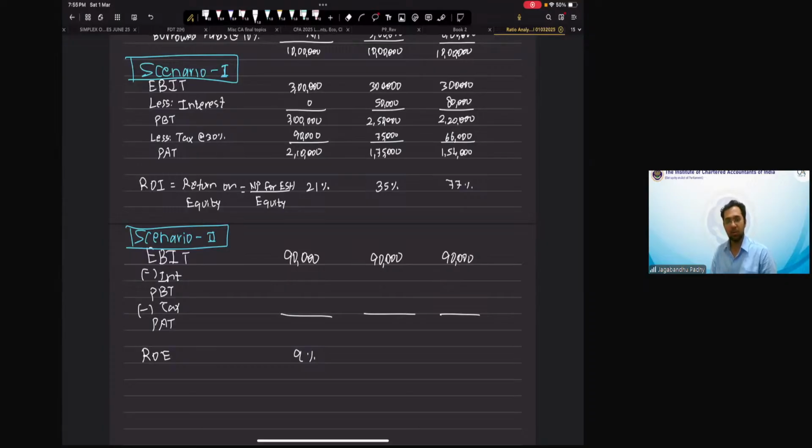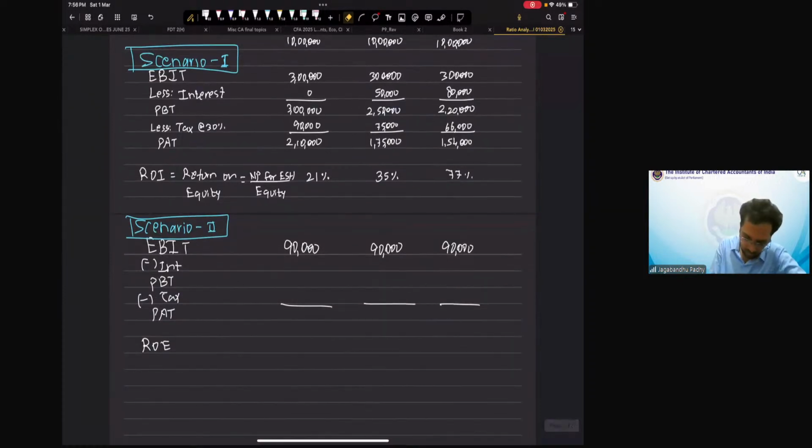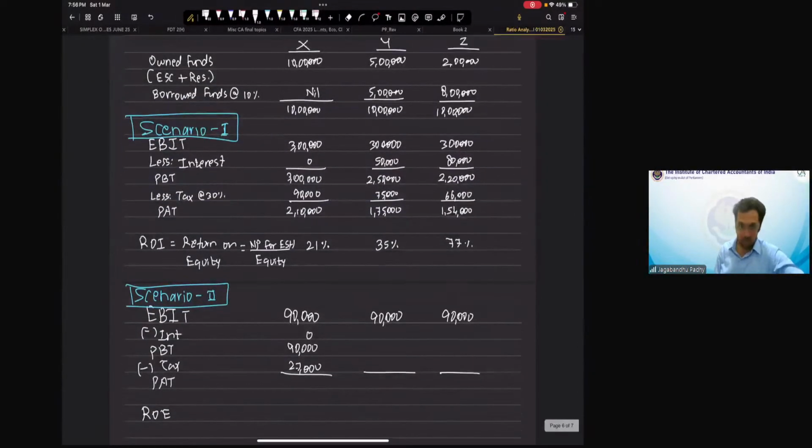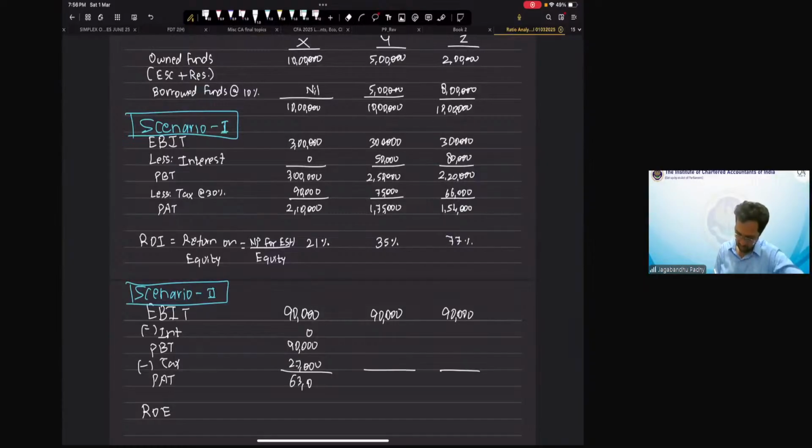For the second company, what's the return on equity? For the second and third, it's not 9%. I'm asking you to prepare the entire income statement and then give the call. So interest, there is nothing over here. Here it is 90,000 and you're paying 27,000 as tax. So we have the profit after tax as 63,000.